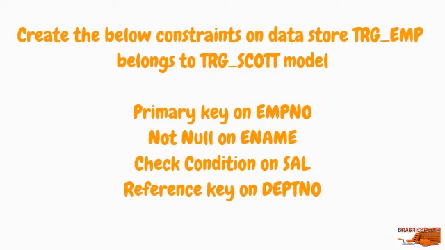Consider the example where we need to create the below constraints on the data store TRG_EMP, which belongs to the TRG Scott model. So we need to create a primary key constraint on the emp-no column, a not null constraint on the ename column, a check condition constraint on the sal column where salary is less than 3000, and finally a reference key constraint on the dpt-no column, where the data in the dpt-no column should exist in the TRG_DPT table. Let us see how to create these constraints in ODI.